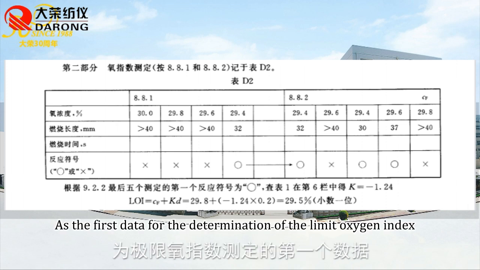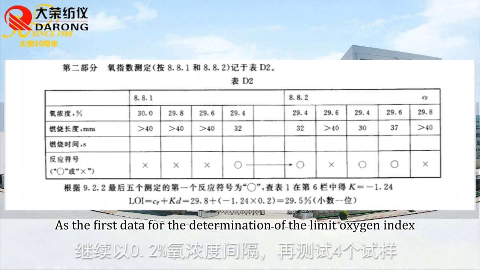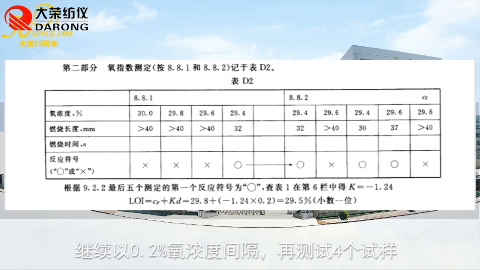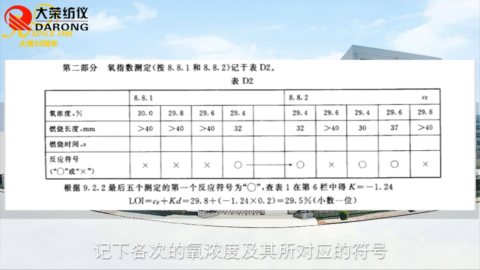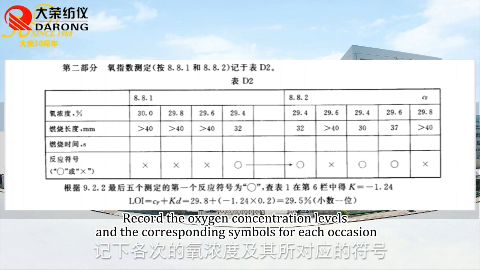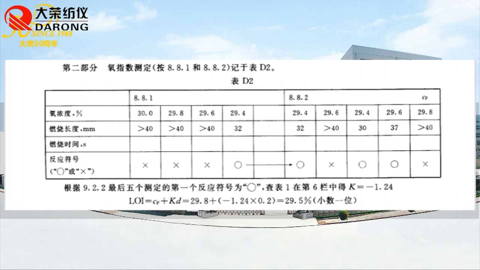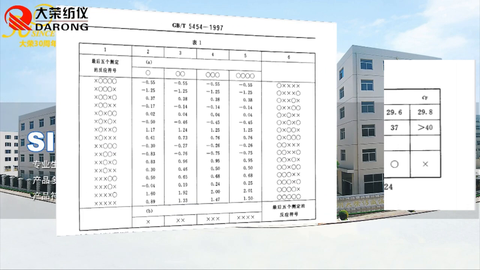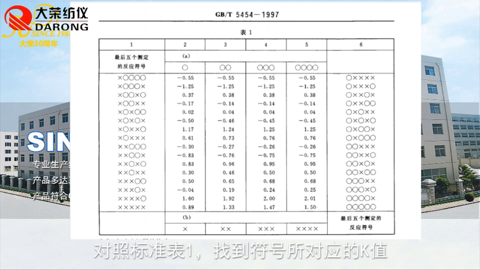using the last symbol O or X as the first data for the determination of the limit oxygen index. Continue at intervals of 0.2% oxygen concentration and test the samples. Record the oxygen concentration levels and the corresponding symbols for each occasion. The oxygen concentration of the last sample is represented by CF.